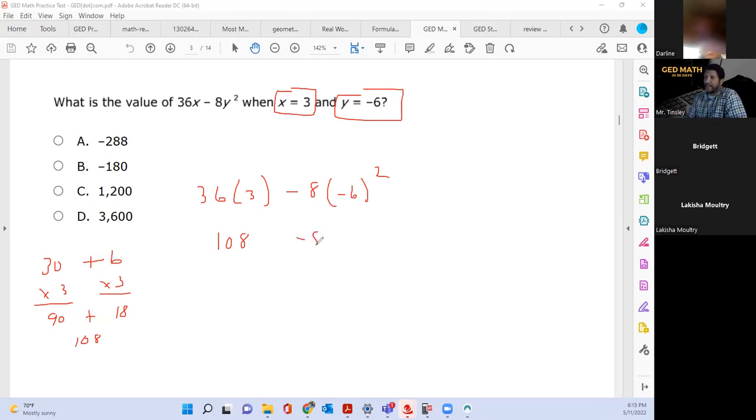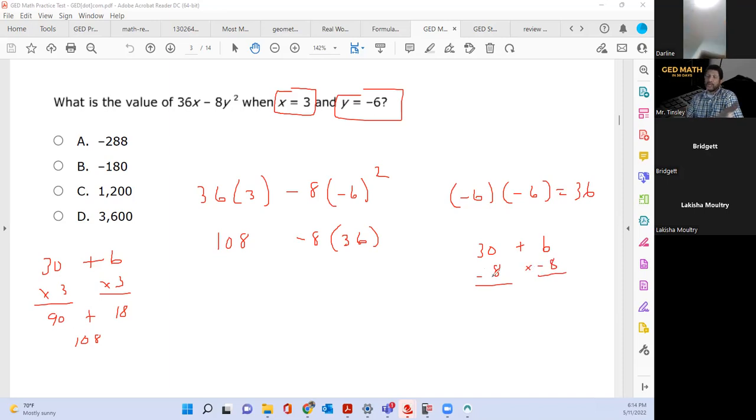So we got -8. What is (-6) squared? 36. Yes, 36. Right, because (-6) squared is -6 times -6. Two negatives make a positive. 6 times 6 is 36. So we got -8 times 36. Again, what's -8 times 36? Well, 36 can be broken down to 30 and 6. We're going to multiply them by 8, or -8.